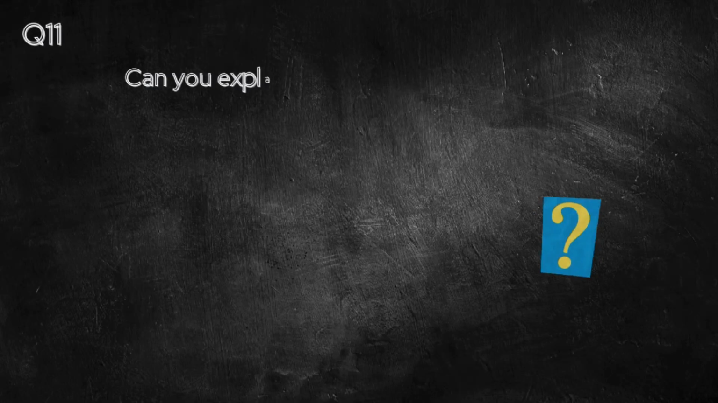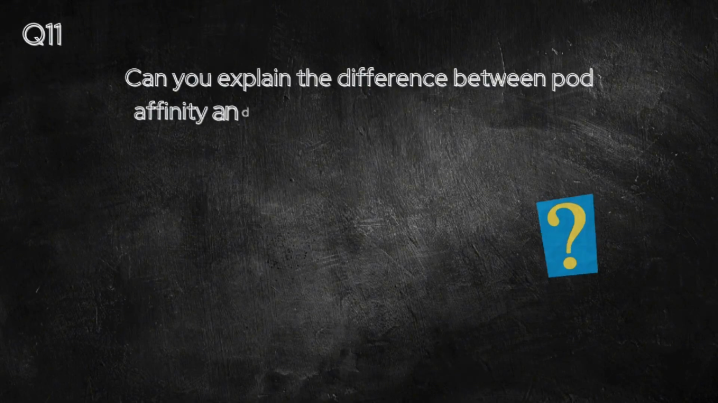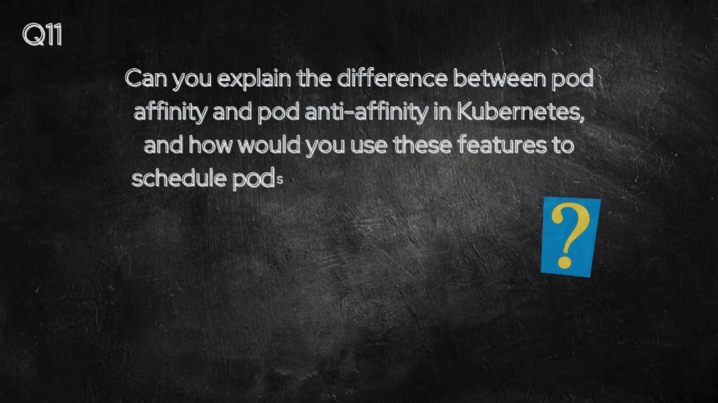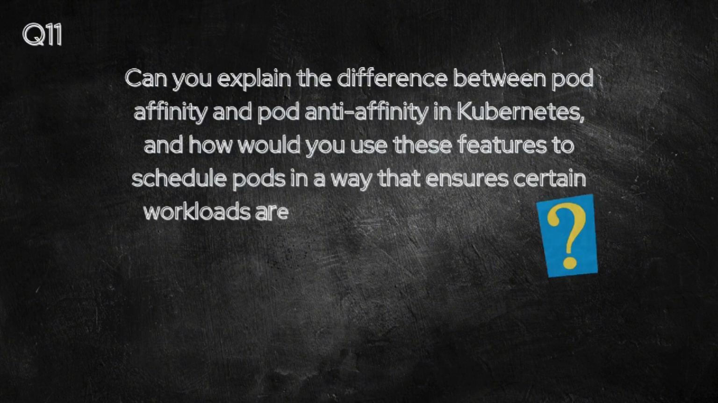Question number 11. Can you explain the difference between pod affinity and pod anti-affinity in Kubernetes? And how would you use these features to schedule pods in a way that ensures certain workloads are deployed together or kept apart? Oh yeah, that's an interesting topic.